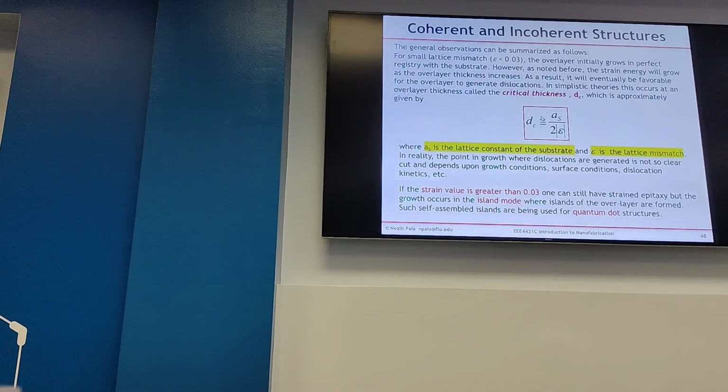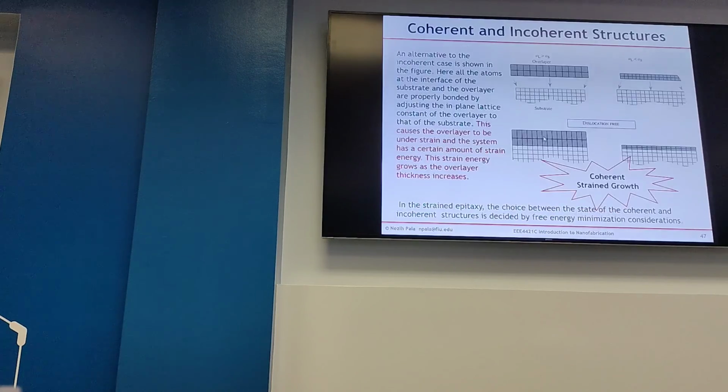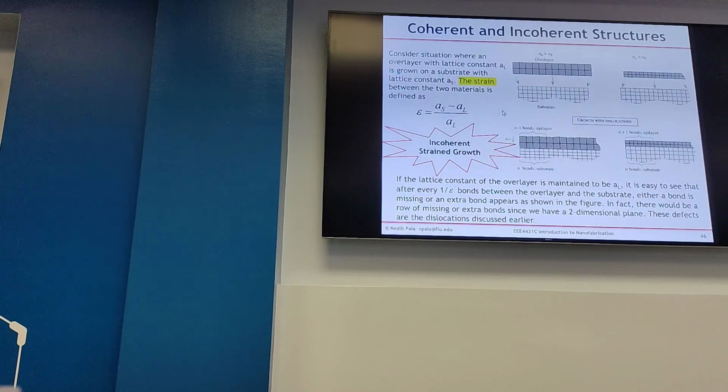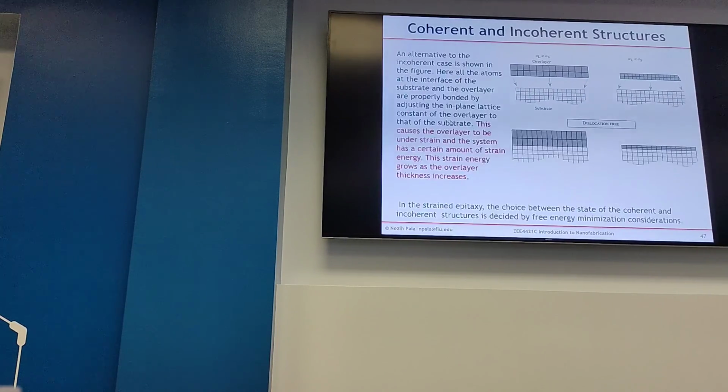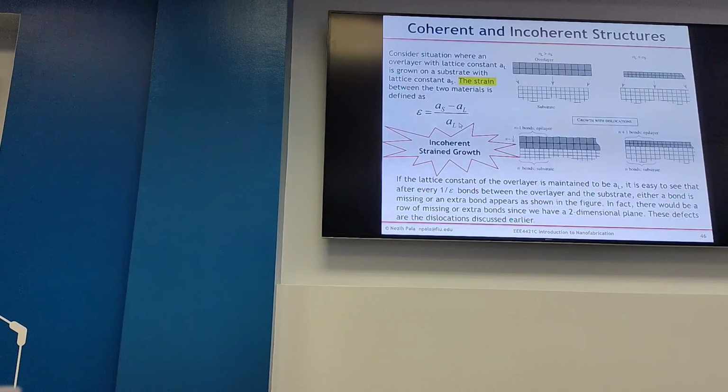And as I said, up to critical thickness, we can grow it. And critical thickness, this is a very crude equation. I mean, it strongly depends on the materials. So the AS is the substrate lattice constant, and the epsilon here, defined here, is the mismatch. Okay, so AS minus AL over L.